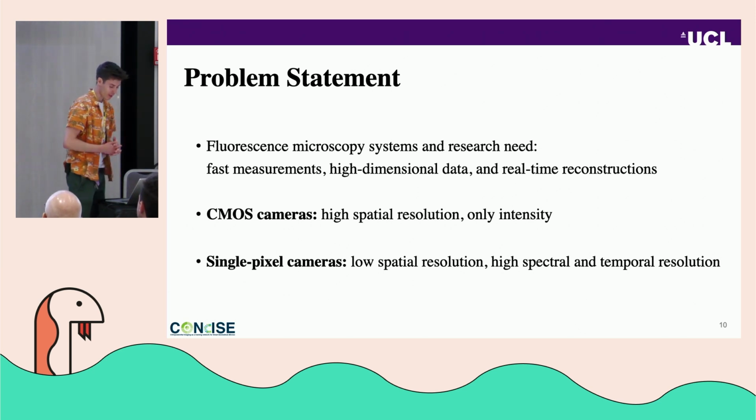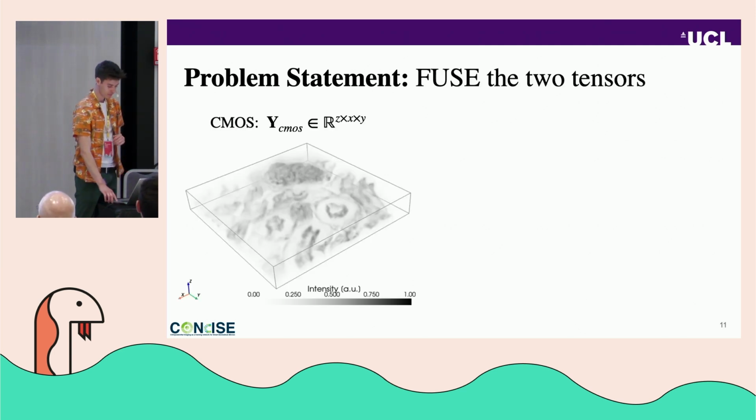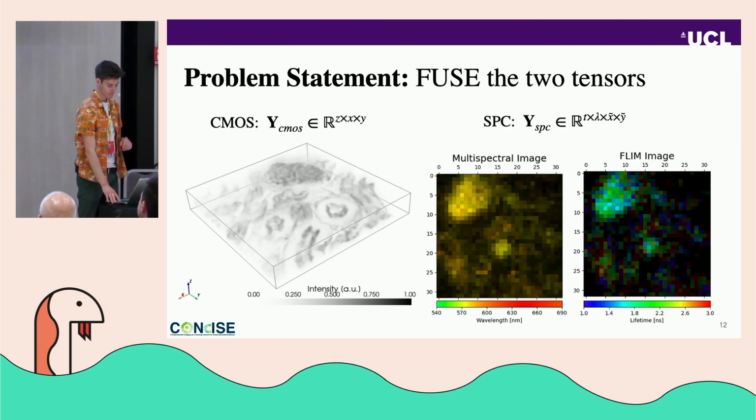So the problem that I want to show you is how you take these two measurements done simultaneously on the same tissue, and how do you put them together? So the CMOS camera, when you take this tensor out of your camera, it's something like this. So it's a 3D. You have a tissue which has some slices in the depth dimension, and then you have a high resolution volume at the end of the day, but you have only intensity information.